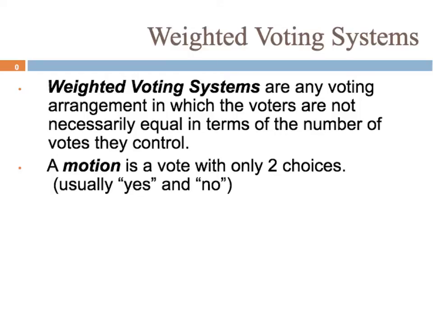Alright, weighted voting systems are any voting arrangement in which the voters are not necessarily equal in terms of the number of votes they control. So think of a board or a committee that controls a major corporation. Everyone has a say, but it's not always an equal say. Some people's power or amount of votes is higher than others. And a motion is a vote with only two choices. So usually that's going to be just yes or no.